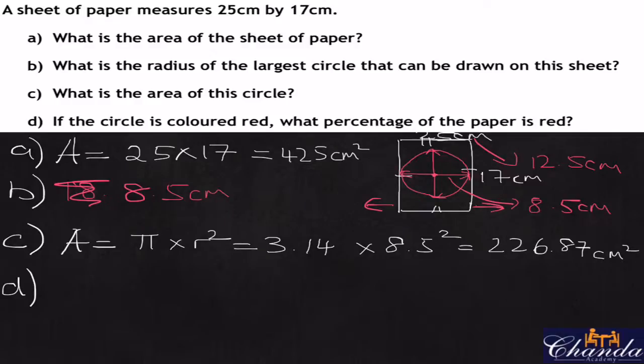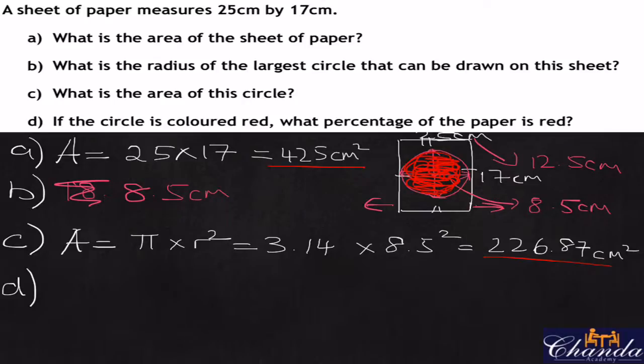All right, now if the circle is colored red, so let's color it red so it stands out. All right, so that's been colored as red as much as we can. What percentage of the paper is red? Okay, that's interesting. We have an area for the circle, which is 226.87 centimeters squared. We have a total area of 425, which is the area of the sheet of paper.